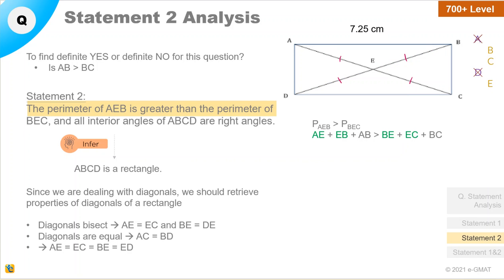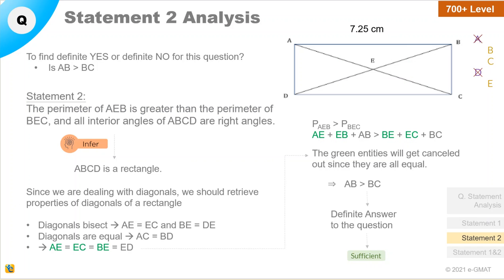Then if we try to use the first piece of information in our statement, that the perimeter of AEB is greater than the perimeter of BEC, that is really nothing but the sum of all of the sides of these two triangles. So AEB will be AE, EB, and AB. Similarly, BEC will have its 3 sides here, BE, EC, and BC. Now the best part here is, you see it highlighted in green, that these are the ones that are already equal to each other. So the green entities will get cancelled out, right?